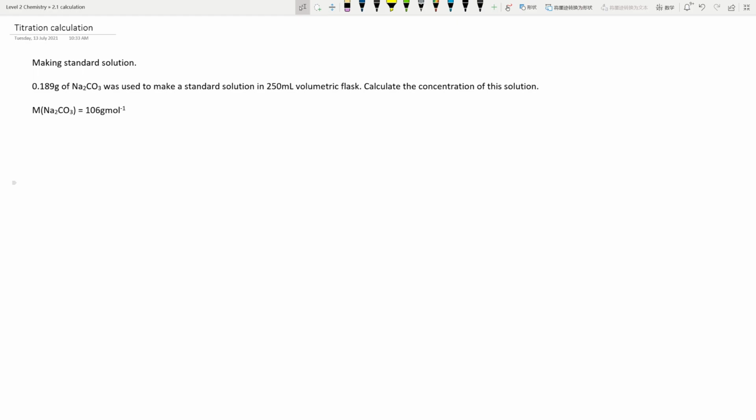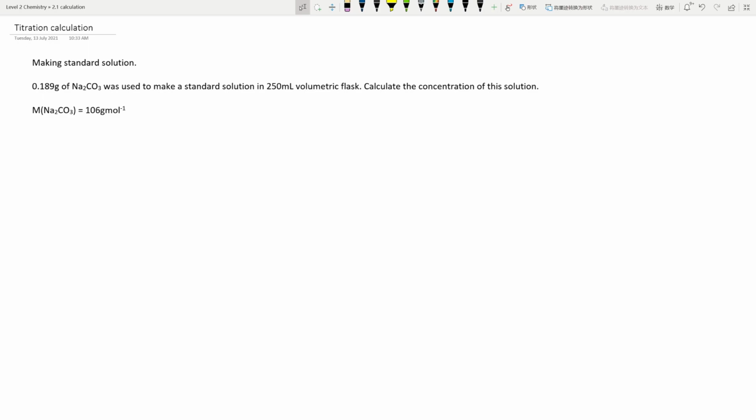One volume is from your pipette, which goes into your flask. One is the titre, which you record from the burette when you do the titration, and then you use a mole ratio to figure out the last concentration. We're going to go through that today. Here I'm going to go through three questions.